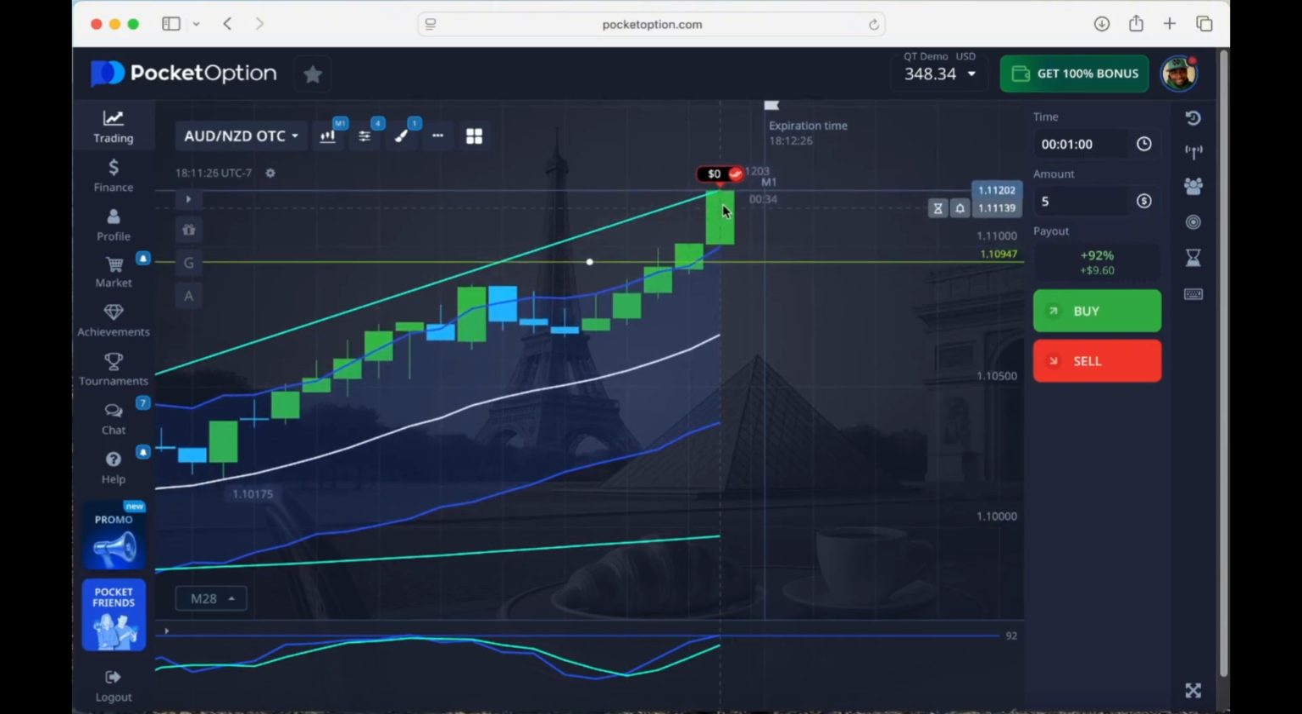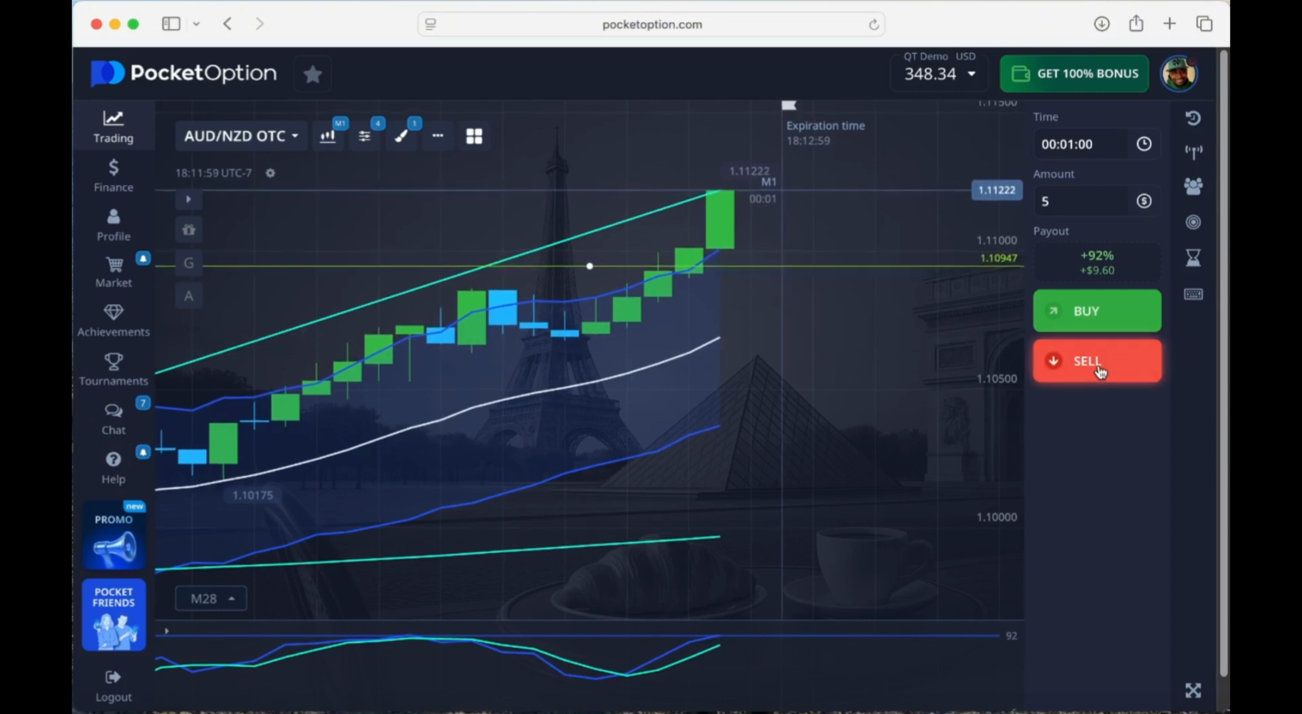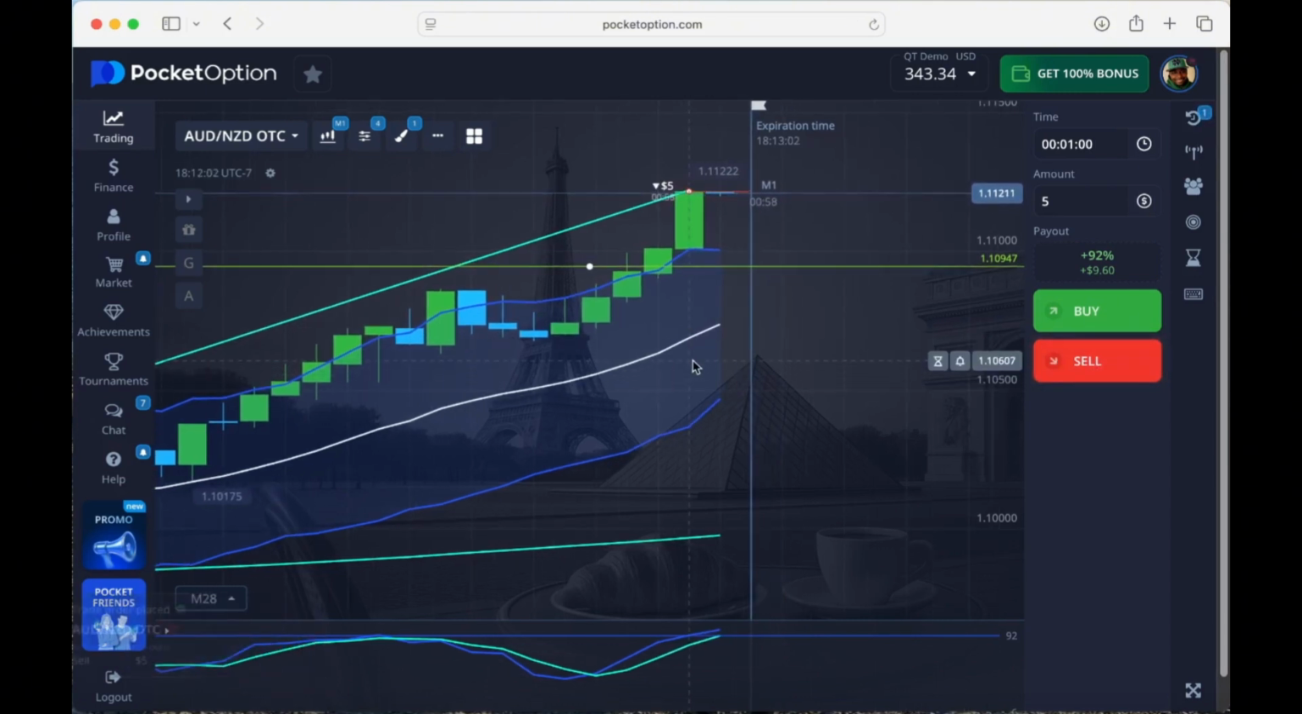Okay, and then I'm gonna wait until this closes out, and then I'll enter again. And something tells me that it's feeding off of either the M15 or the M30 zones. We'll see what happens. All right, I'm gonna enter here. That's my third entry, I believe.